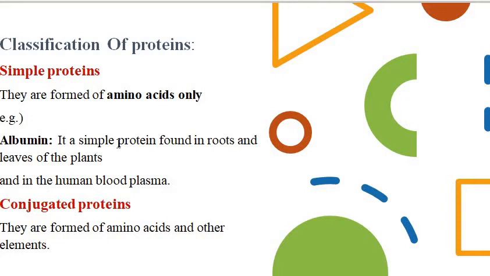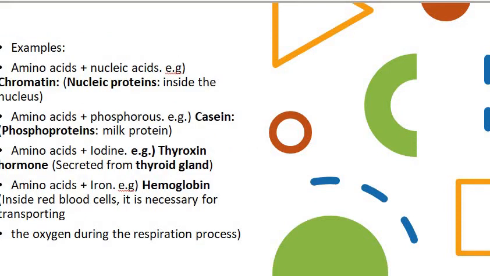The second type is called conjugated protein. Conjugated means the amino acids are conjugated with other elements. There are 5 types or 4 types of conjugated protein, like chromatin, which is amino acid plus nucleic acid. It's called nucleoprotein. Also the second type is called phosphoprotein or casein, which is found in milk protein. We also have glycoprotein, like lactose.